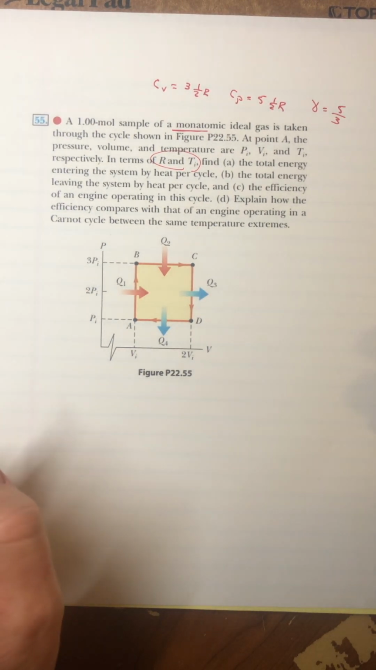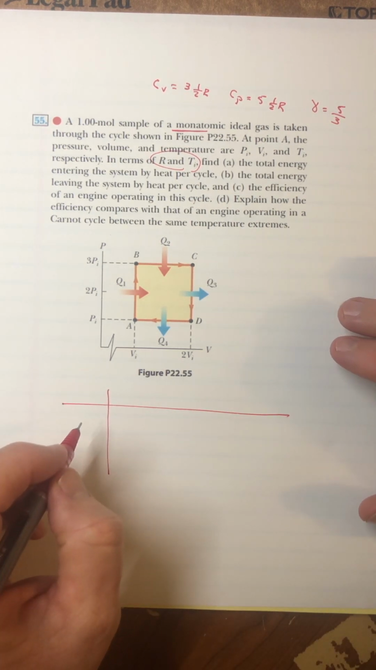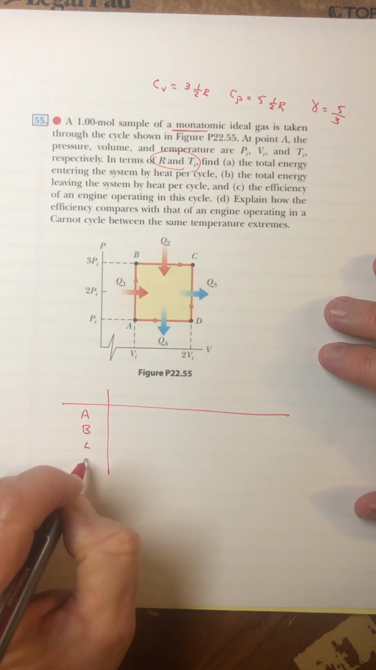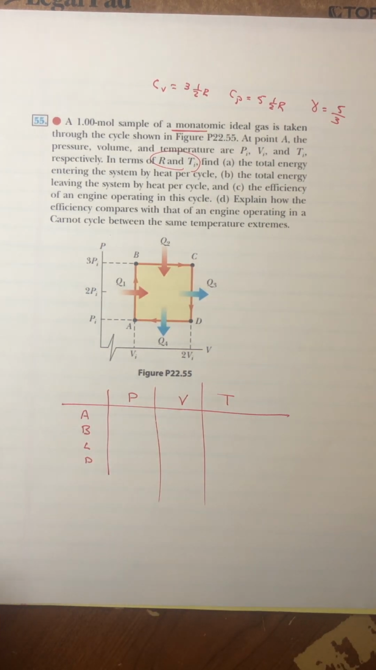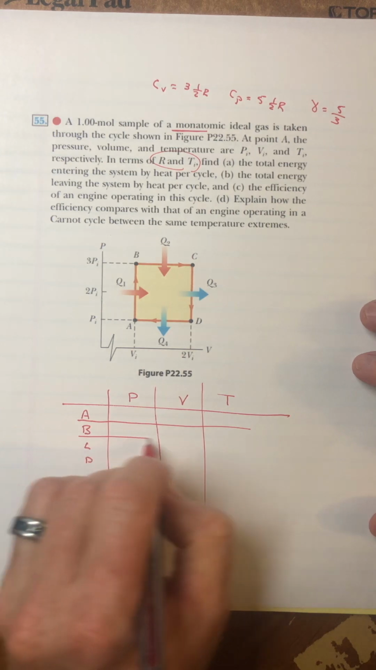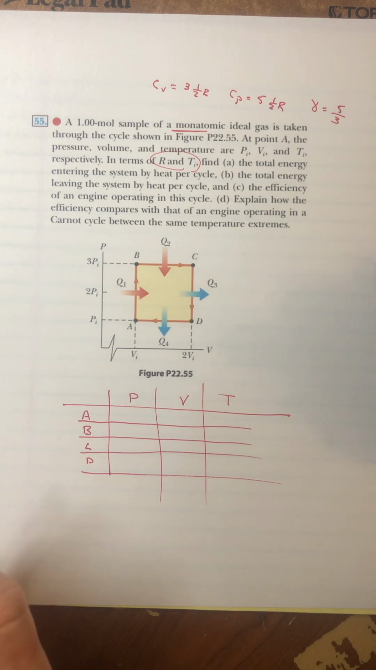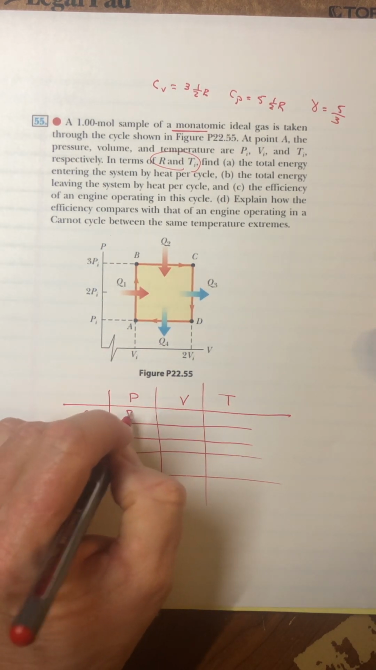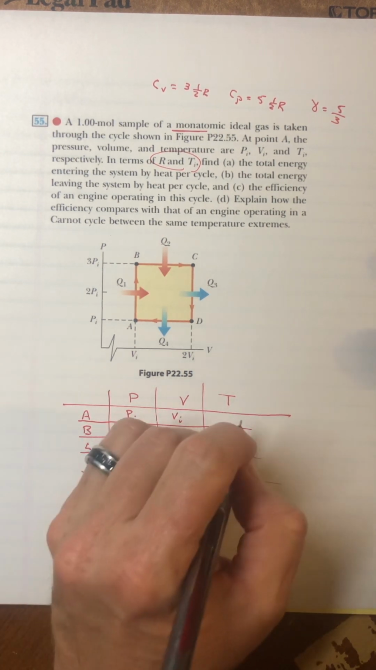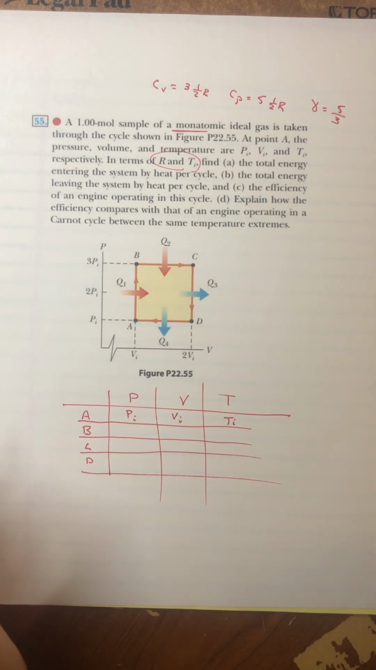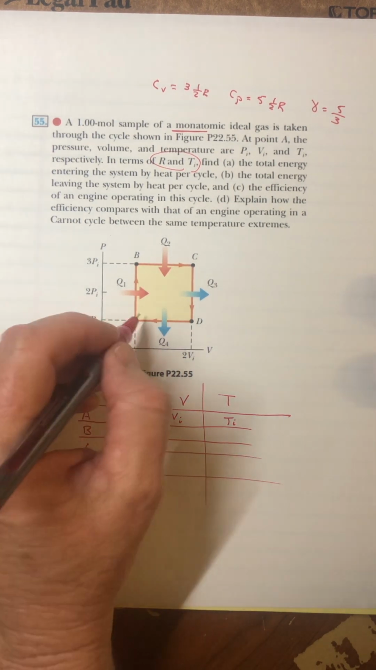Okay, so I guess I don't really need a table for the pressure, volume, and temperature, because they directly are giving those to me. But maybe just for completeness, I'll put that in here, because then this would be the pressure initial and volume initial, and I will then call this initial temperature.